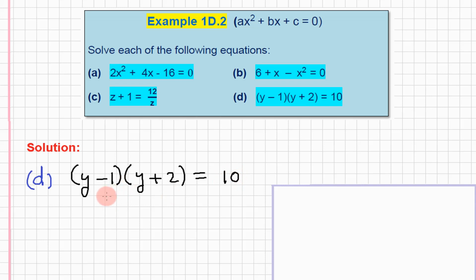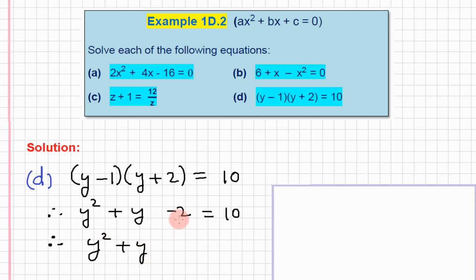This equation is clearly not in standard quadratic form. We can first multiply out the brackets, so y times y is y squared, negative 1 times positive 2 is negative 2, then our middle term, negative y plus 2y is plus y. Now we can bring the 10 to the left-hand side. So negative 2 minus 10 is negative 12.